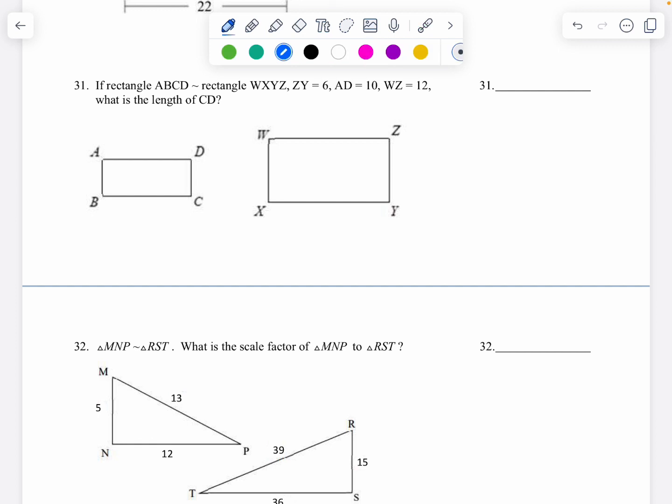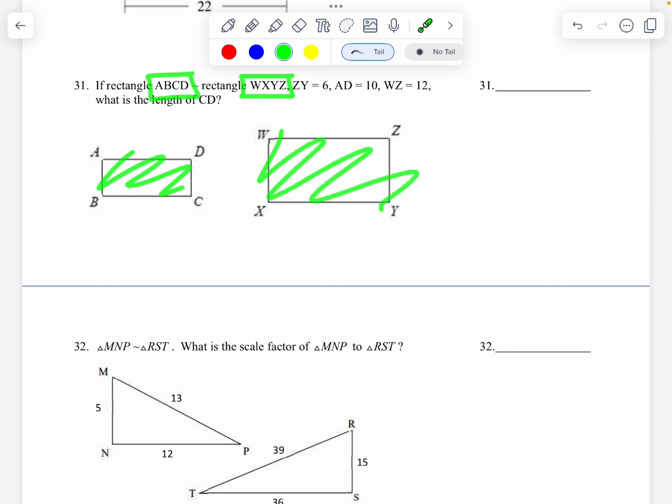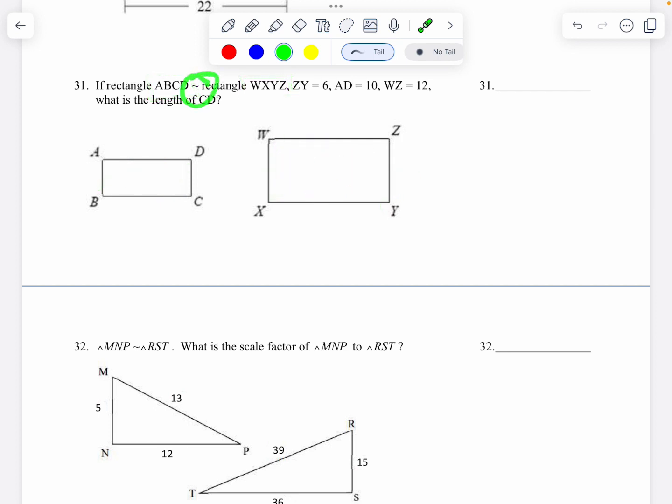So we have two different rectangles, A, B, C, D, and W, X, Y, Z. So the small rectangle and the big one, and we are told that they are similar. That's what that symbol right there means. I'm going to take a second and I'm going to label some stuff. So ZY is 6. So that means find Z, find Y. Okay, this side is 6. Excellent. I'm going to put a 6 there.